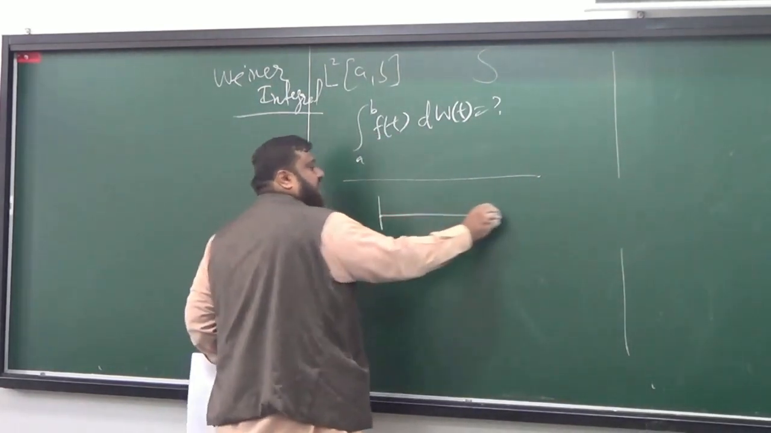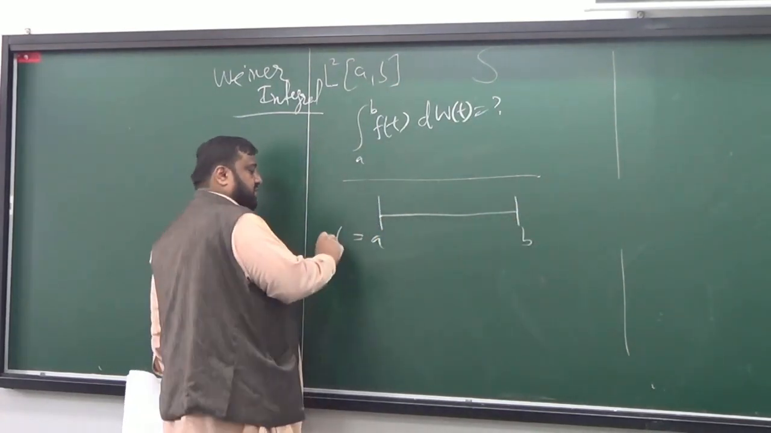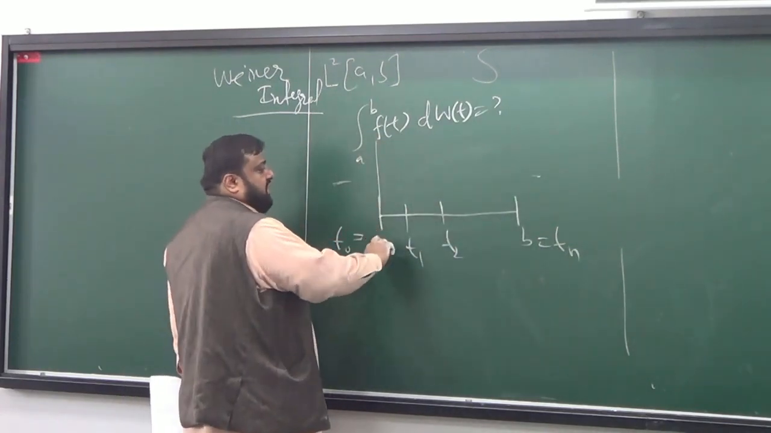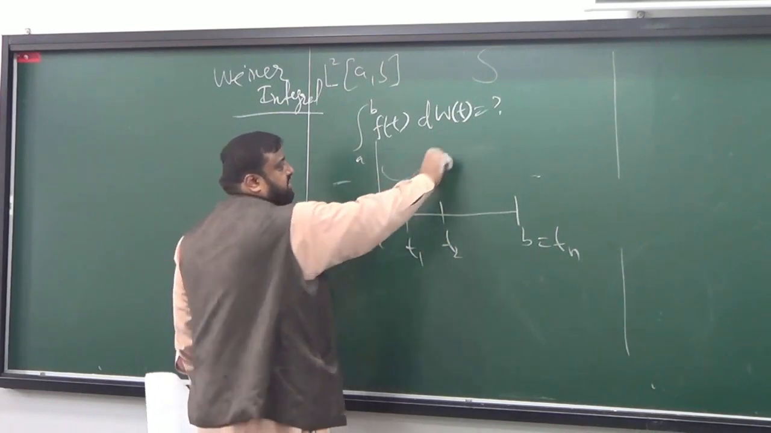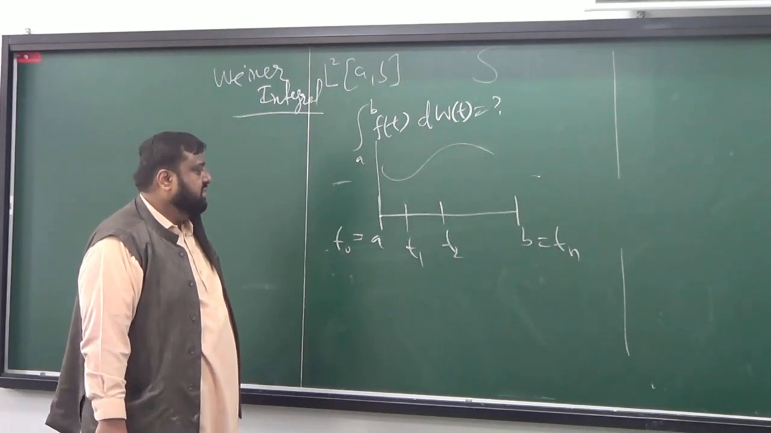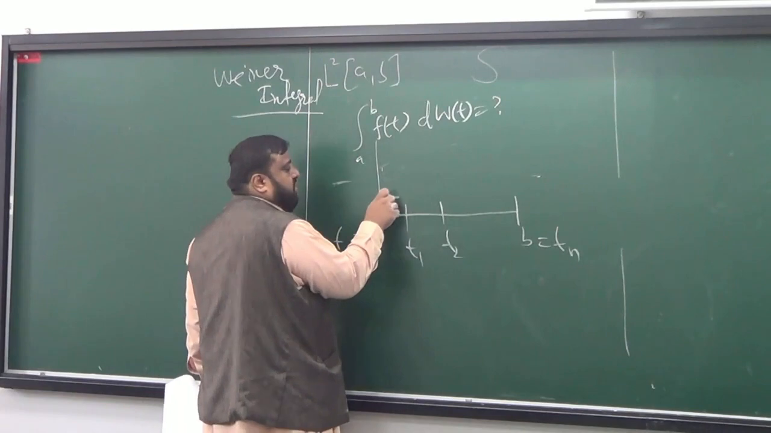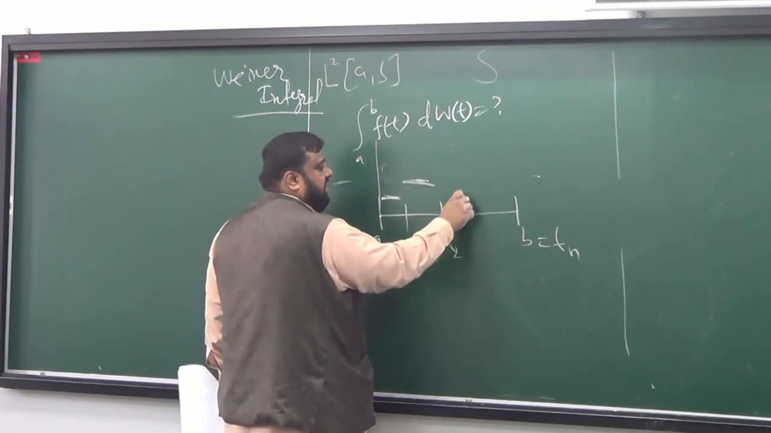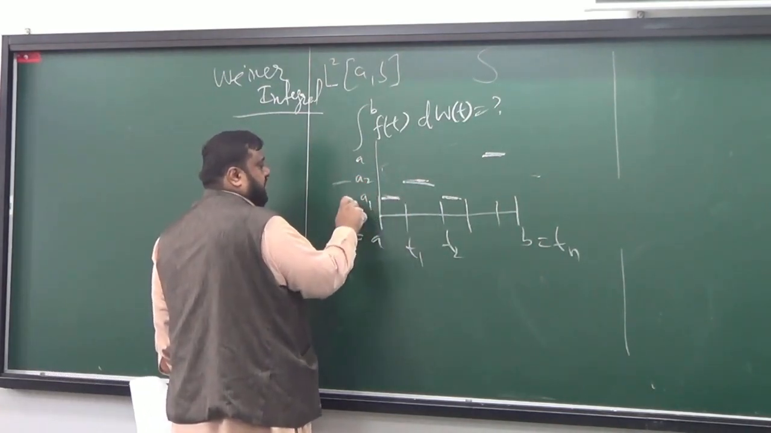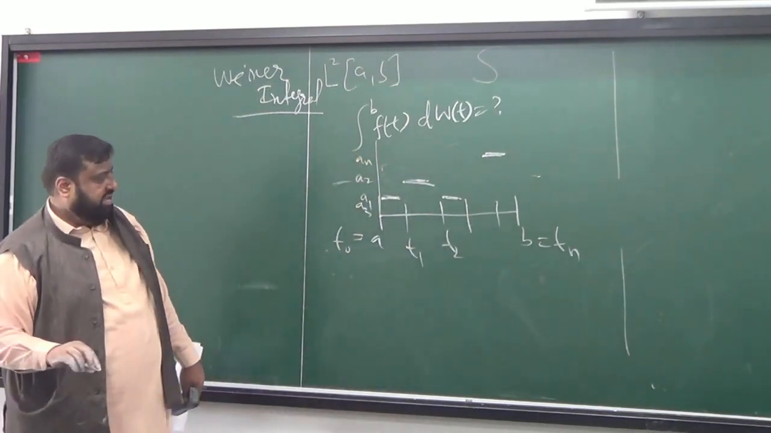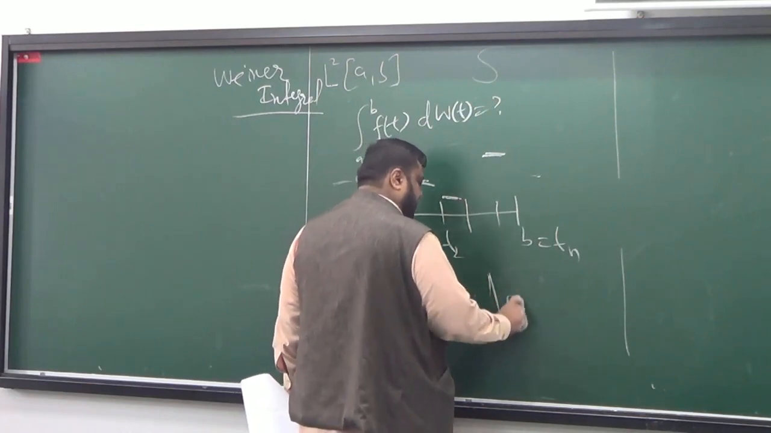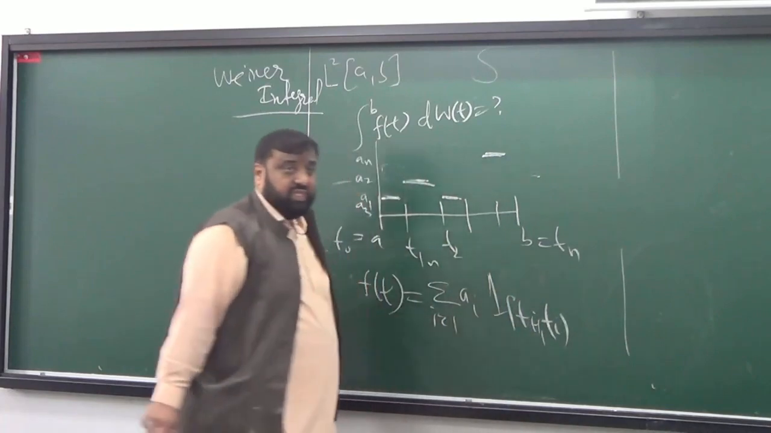So let's take the interval [a,b] and let me partition it: t0, t1, t2, up to tn. My f is defined over this interval. It can have some values, not necessarily continuous, but square integrable. The step function would look like this: in this interval it takes this value, in the next interval it takes this value, and so on. These are a1, a2, a3 and so on. I'm going to say f(t) is the sum from i equals 1 to n of ai times the indicator function of [t(i-1), ti].